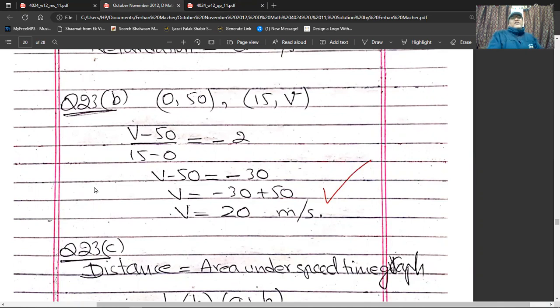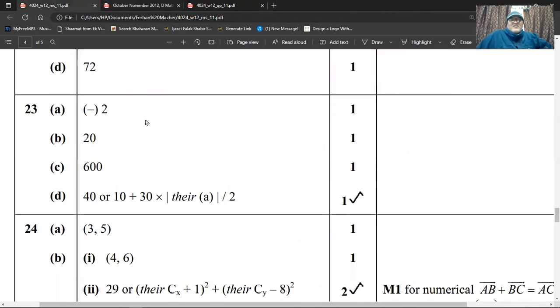So the gradient of these 2 points will also be minus 2. So (v minus 50) divided by (15 minus 0) is equal to minus 2. So v minus 50 is equal to 15 multiplied by minus 2, that will give you minus 30. So v will be equal to minus 30 plus 50, and v will be 20 meters per second. So that means when the time is 15, the velocity is 20 meters per second. 20 meters per second is the right answer, sir.